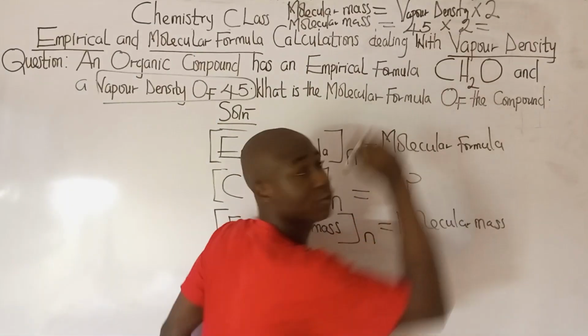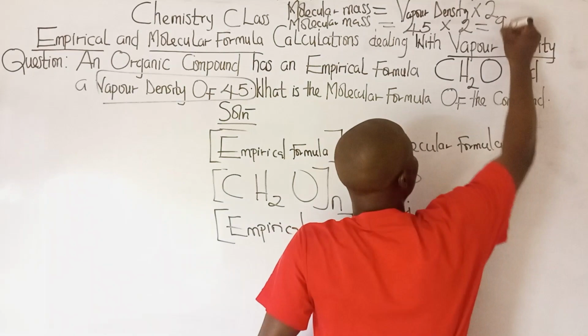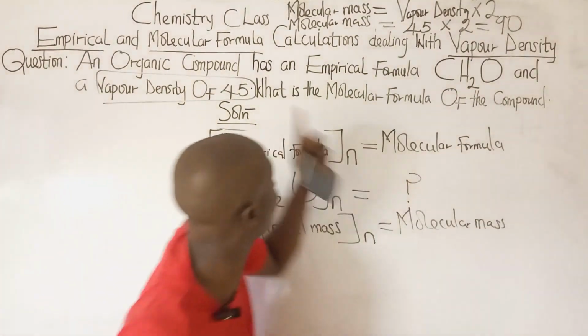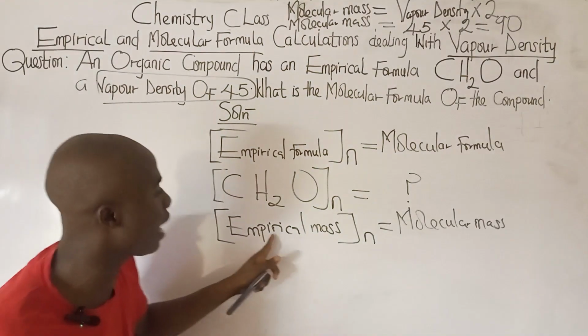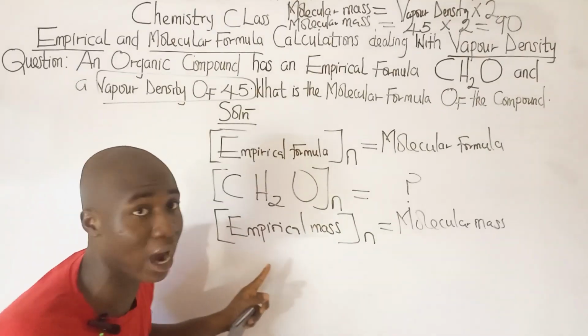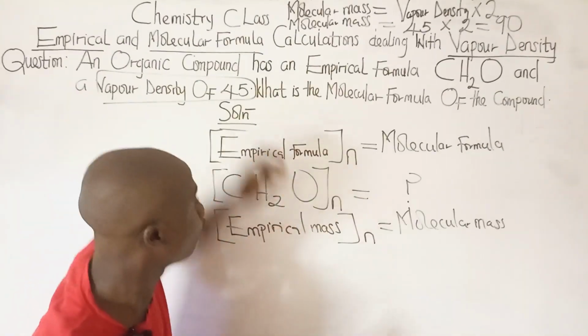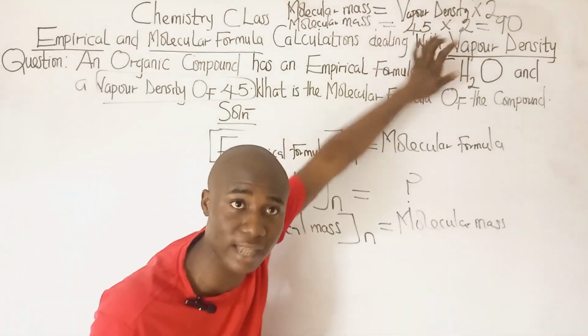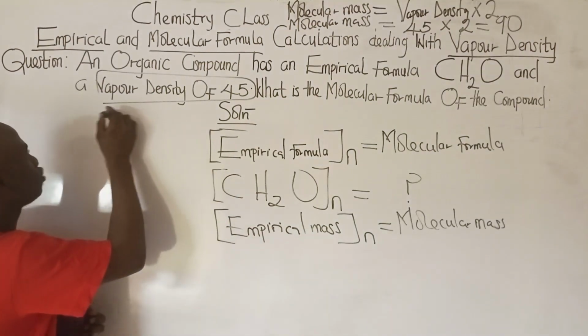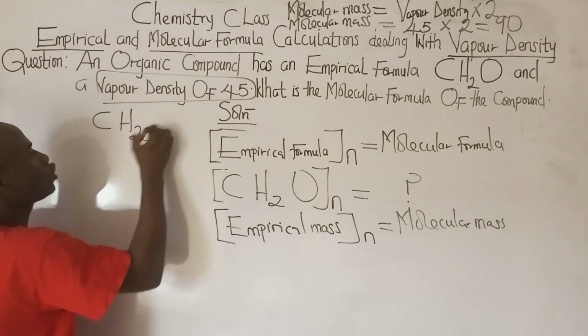So this value, which is 45 times 2, that is 90. Okay, so we've gotten our molecular mass to be what? 90. Whereby for our empirical mass, how do we get our empirical mass? To get your empirical mass, you use your empirical formula. And what's the empirical formula given in the question? CH2O. Very easy. You simply come here and get your empirical mass.